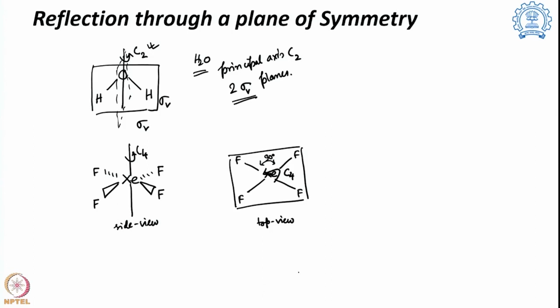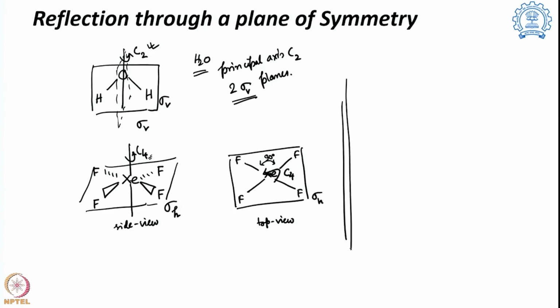And after having the C4, now I am going to look into what the different sigma planes present are. Obviously, this molecular plane is one of the sigma planes, and you can see this sigma plane is perpendicular to this C4. So, that will be a sigma H. So, this is a sigma H plane. Are there any other sigma planes? Let us draw that. I am going to show both the side view and top view for a better understanding.